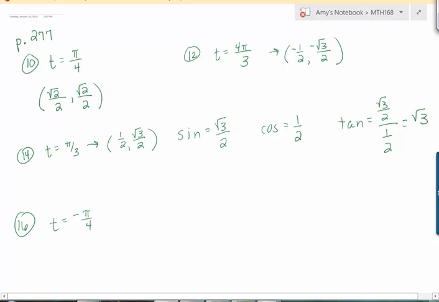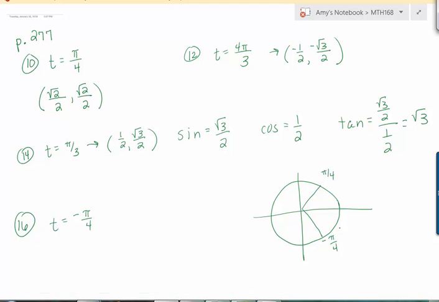Now, number 16 is interesting because it is negative pi over 4. When you look at your unit circle, right, here's our unit circle. Positive pi over 4 is right here. So negative pi over 4 is this direction. That negative pi over 4 is the same as 7 pi over 4. So the ordered pair at 7 pi over 4 is the positive square root of 2 over 2 and negative square root of 2 over 2.